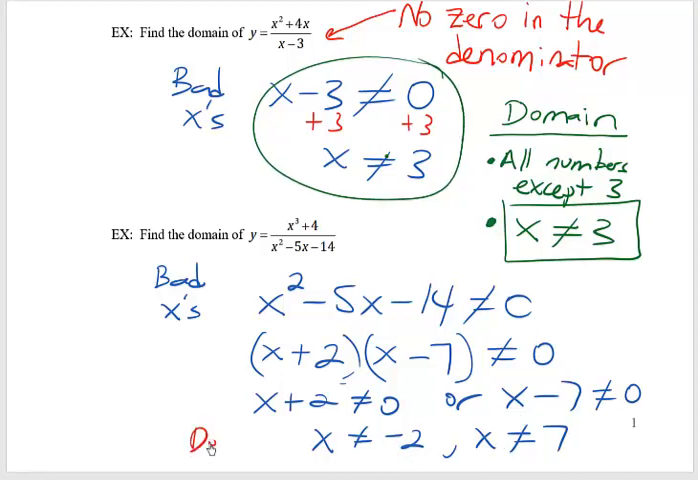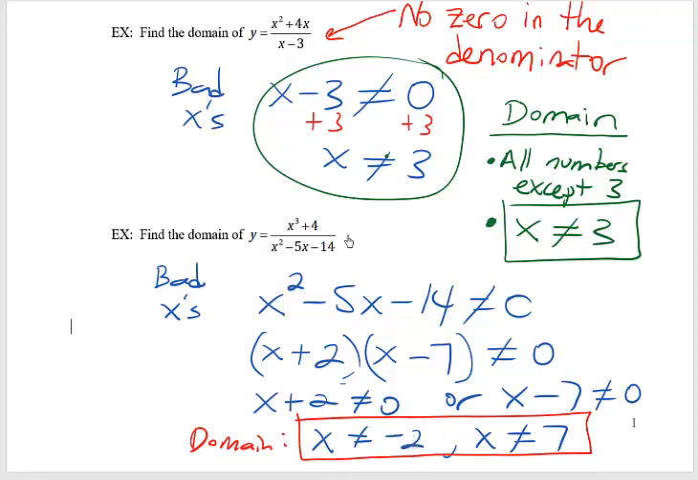The domain is essentially just what we've written down here. We're saying any numbers except for negative 2 and positive 7. You could check this out if you wanted to. All you'd have to do is go back up to your function and plug those numbers in and convince yourself, oh yeah, if I do that, I get a 0 in the bottom.